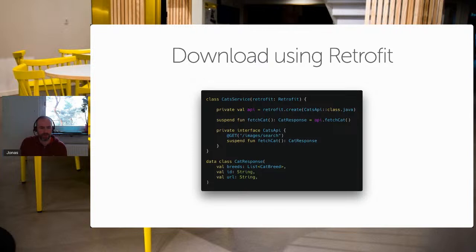You declare an interface which describes what each endpoint you're fetching from looks like. And this here is the get image. Basically, you declare the endpoint. In this Retrofit instance that I pass, I've already set the base URL, so here I just add the endpoint on top of this. It also exposes a suspending function, which is a coroutine, which I can use to very easily fetch this from the background. And I have a data class, which Retrofit then uses to convert the JSON response into an object that I can use in my app.